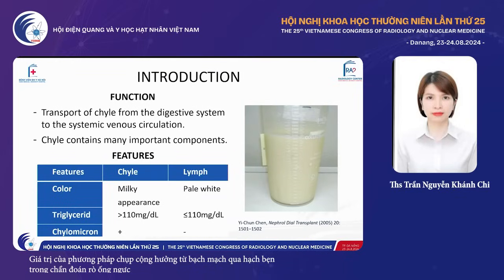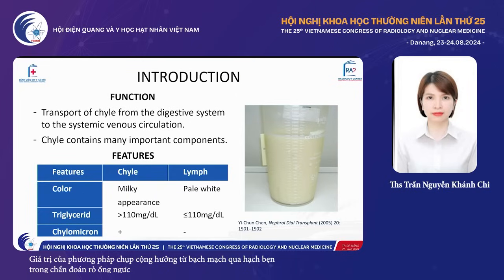The function of the thoracic duct is transportation of the chyle from the digestive system to the central circulation. It can carry up to 4 liters per day. Chyle contains many important components such as triglyceride, chylomicron, vitamins, albumin, or electrolytes.